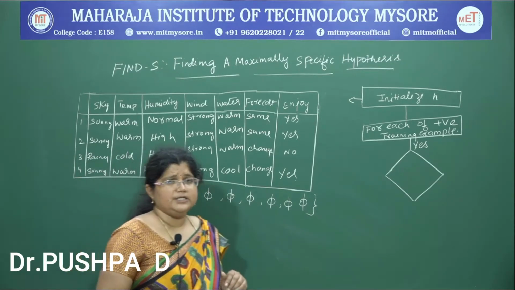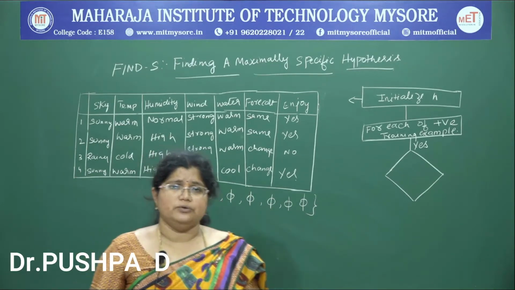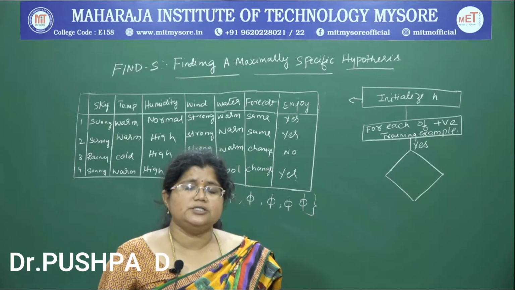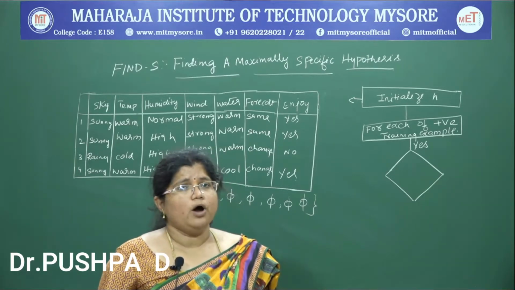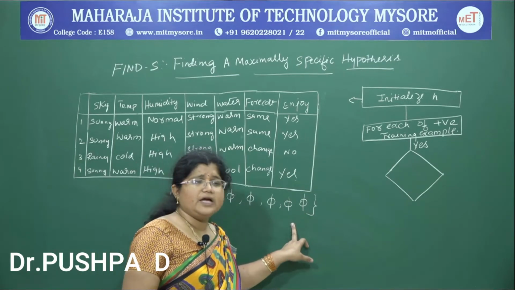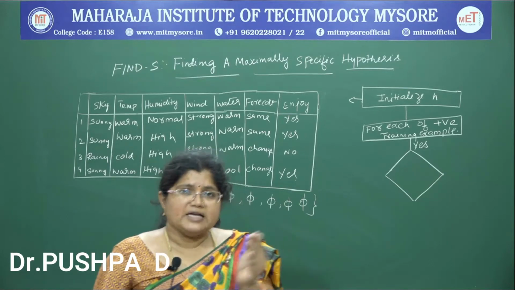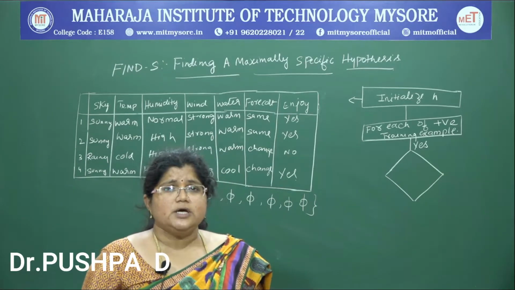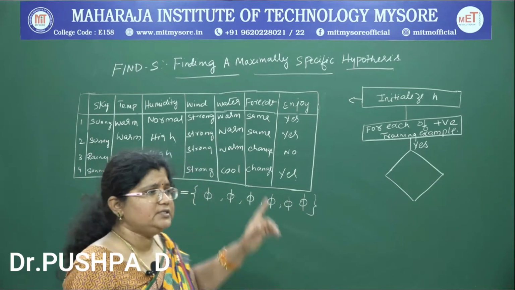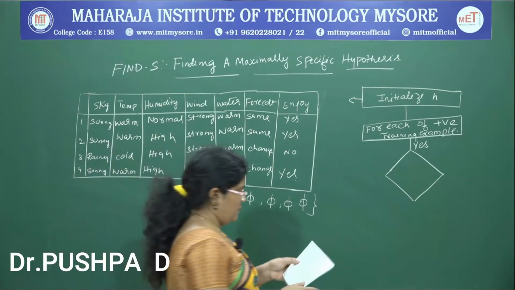See, what happens here is, when you are comparing this phi with any of the values, it does not match, it is not going to accept it. So, what we have to change over here is, instead of having a specific hypothesis, we should replace it with the maximally specific hypothesis which is related to this particular data set. So, that is what we are going to perform here.